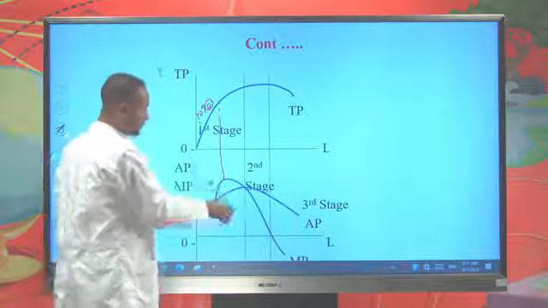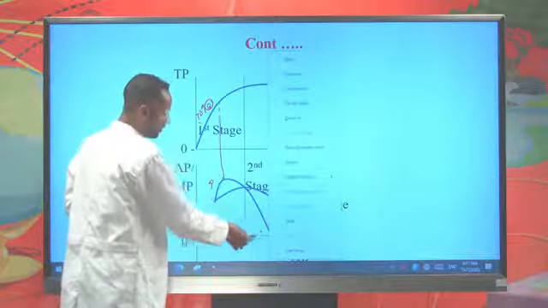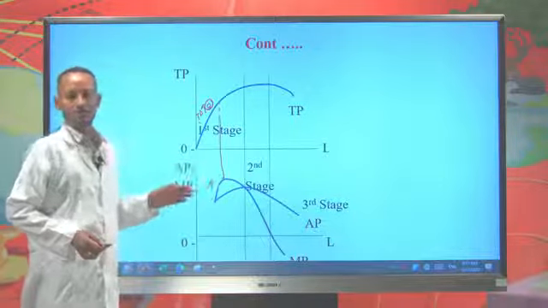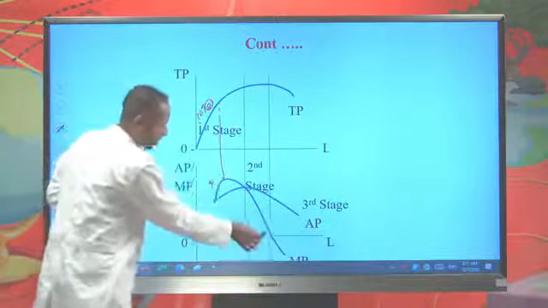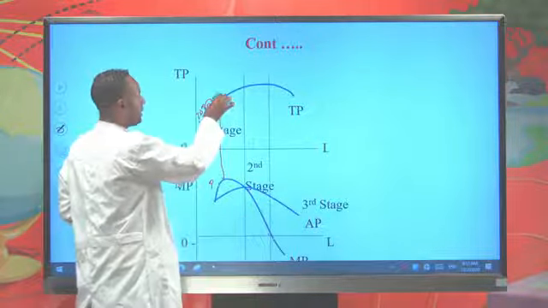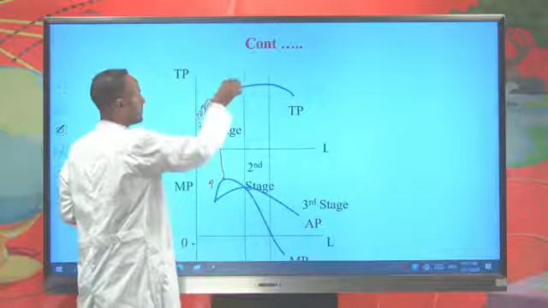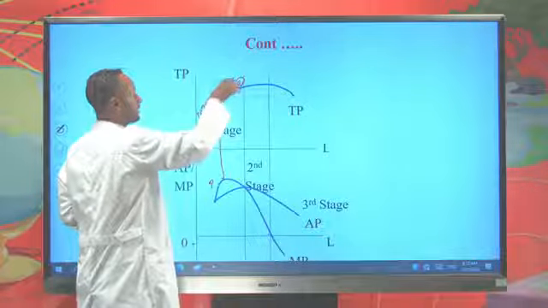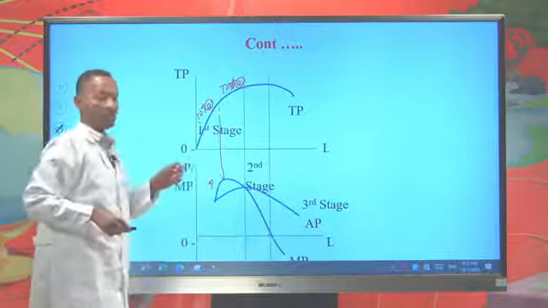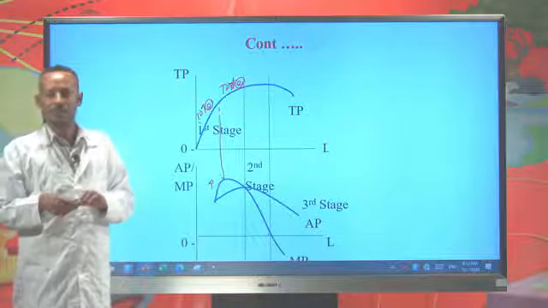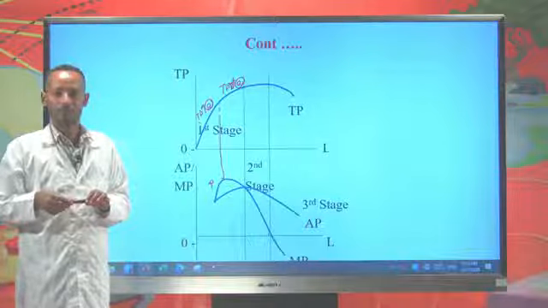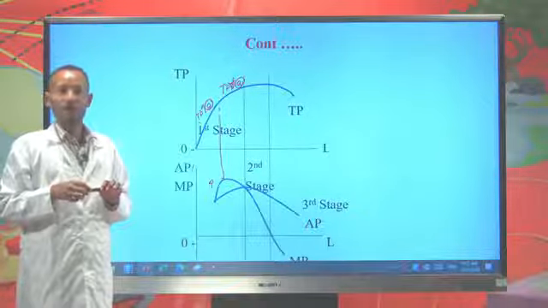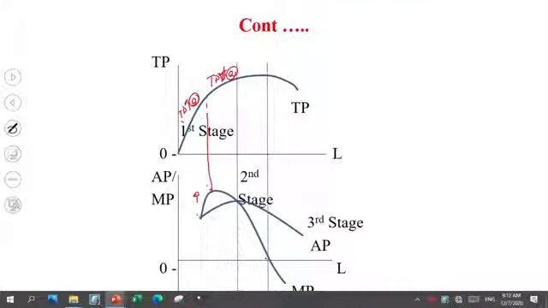Starting from this point to this point, the marginal product of the variable input labor is declining, but it is positive. Whenever MP decreases but is positive, the total product curve is again increasing. The TP is increasing, but it increases at a decreasing rate. The total product of the variable input labor will increase at a decreasing rate. This is the second relationship. That is, whenever MP decreases but is positive, then TP increases at a decreasing rate.